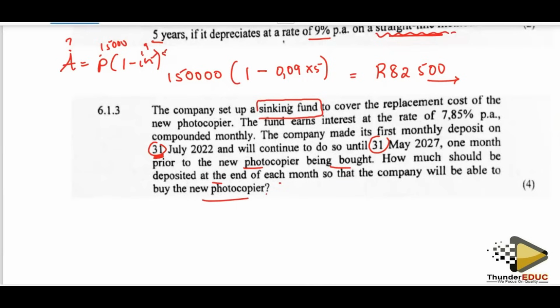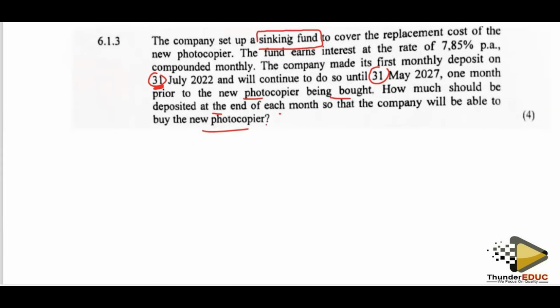the new photocopier? So a sinking fund is basically a fund that is set aside, or more like an investment that is put aside to cater for replacements, especially for machines and vehicles and stuff like that. So what normally happens, if the current machine or the current truck that is being used is sold off in a certain period of time, whatever they get out of that truck may not be enough to buy a new one. So whatever will be saved over the period is what we call the sinking fund.